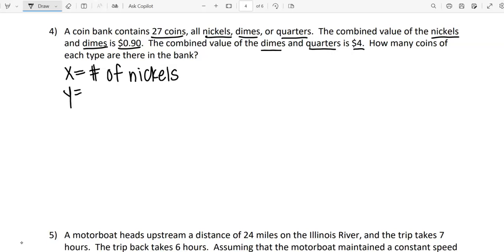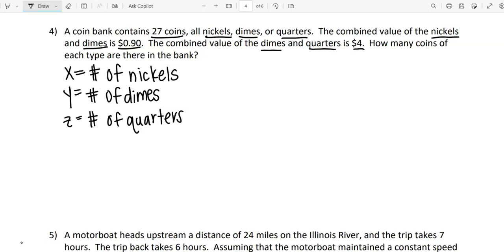What's Y going to be equal to? Number of dimes. Perfect. I promise this will pay off for you. Number of dimes. Hey, what's great about this one? There's a Z. Yeah, number of quarters. Awesome. All right, let's see. Trinity, can you make me an equation out of the first sentence using 27 coins?